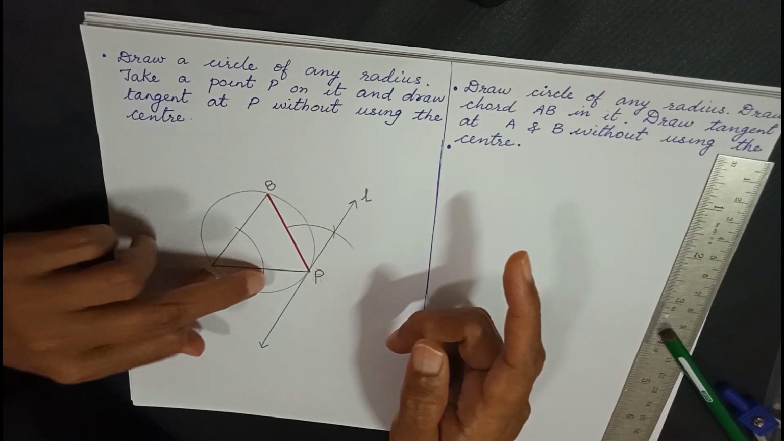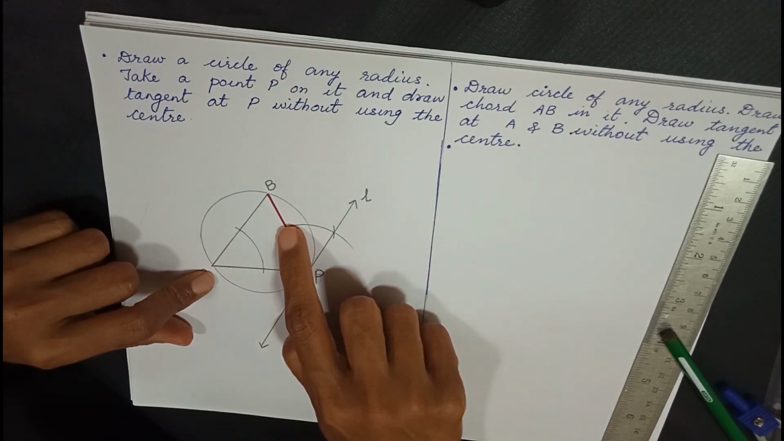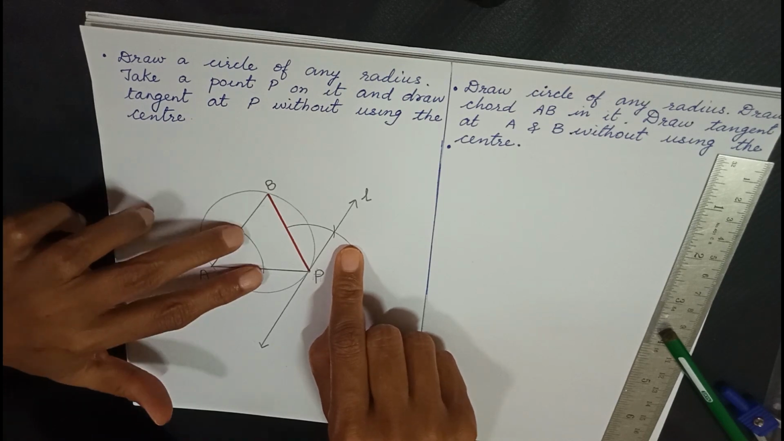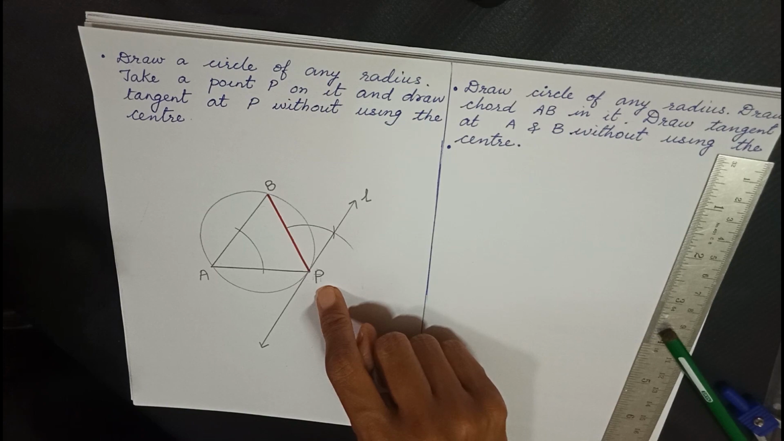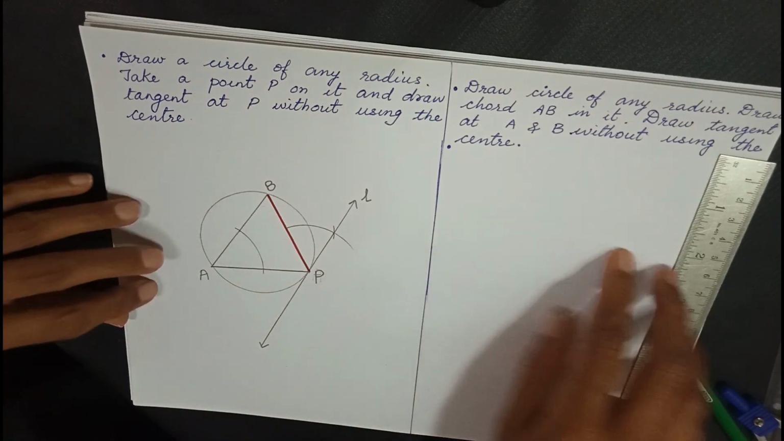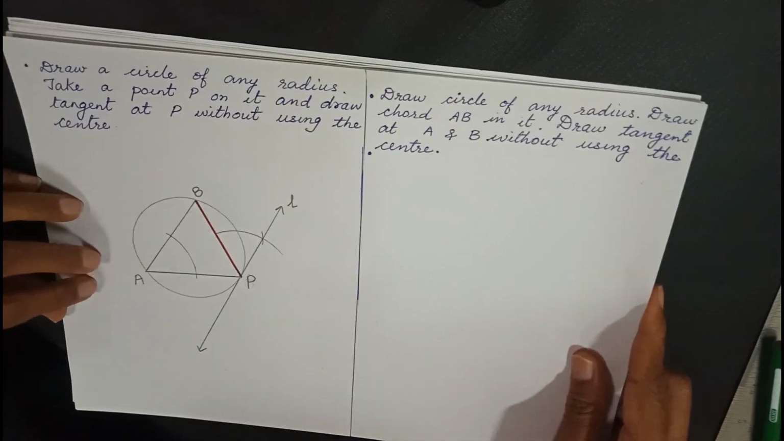Then using a rounder, we measure it, keeping the pointer on P. Again, we make an arc, measure the angle, cut an arc to get our line L, which is a tangent at point P, right? So let's do one more sum for practice of the same method.